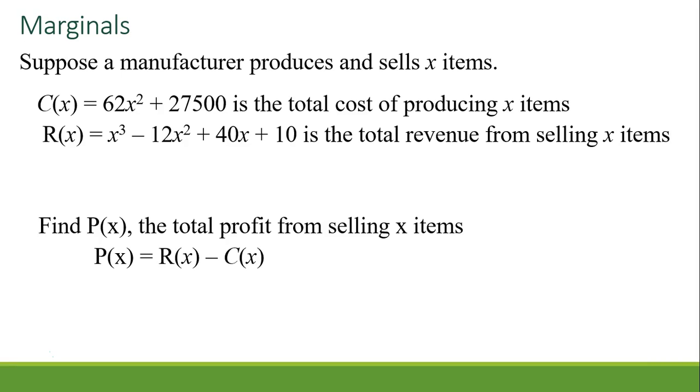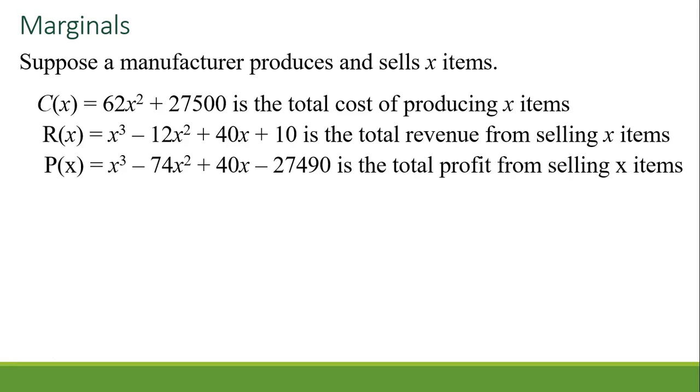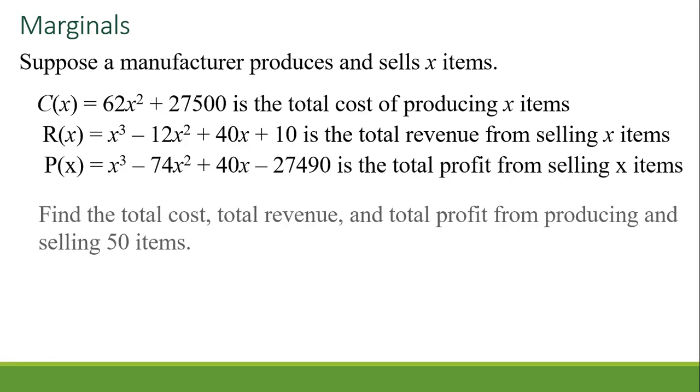Well, we've already said that profit is revenue minus cost. So if we simply subtract our cost function from our revenue function, we'll have a profit function, which, remember, tells us the total profit of selling all X items. So now that we've got this profit function, can we find the total cost, the total revenue, and the total profit from producing and selling 50 items?